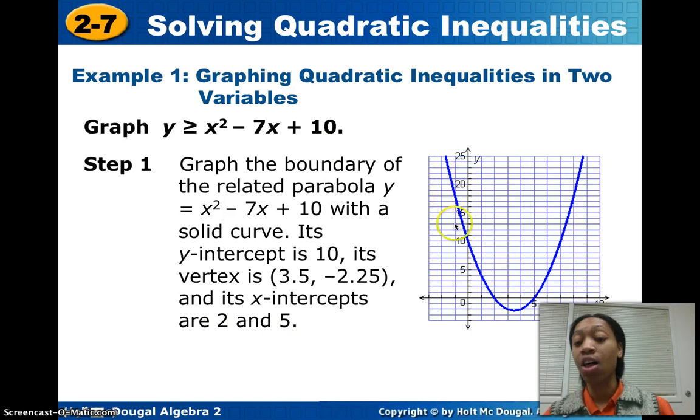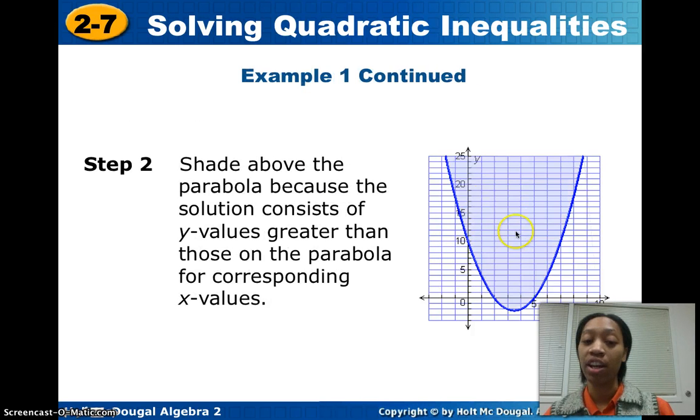Notice that we have a solid line because it says that y is greater than or equal to. And since it has greater than, I need to shade above the parabola, so I'm going to shade inside here. Okay, good.